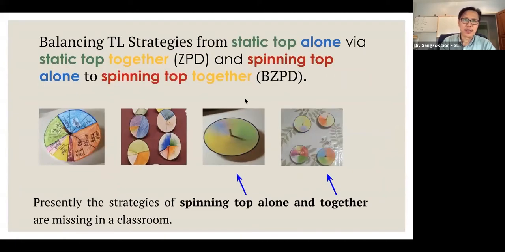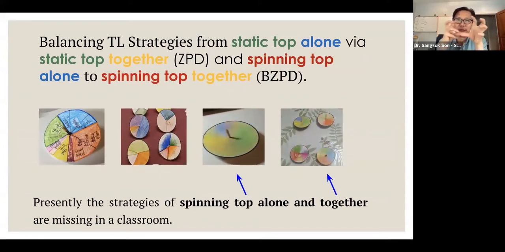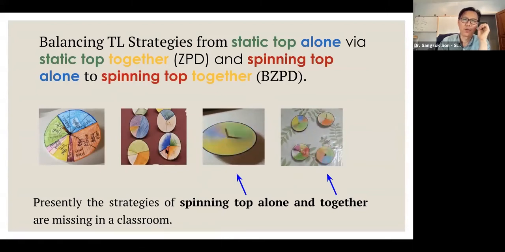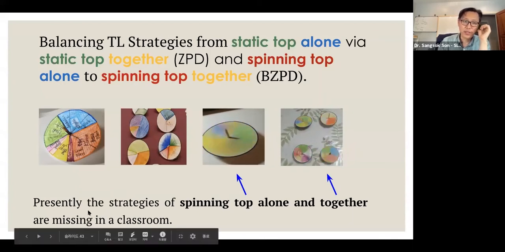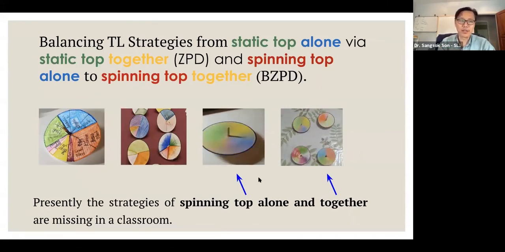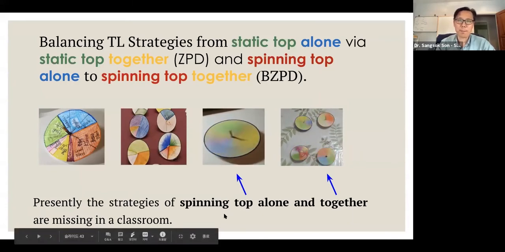Okay, so it is very important to balance. So translanguaging as a strategy is balancing from static type alone, via static type together, working together using only one language with others, and then spinning type alone and spinning type together. So spinning type together represents the bilingual zone of proximal development. Presently, the strategies of spinning type alone, using all of their language resources but working alone, and together are missing in most schools.